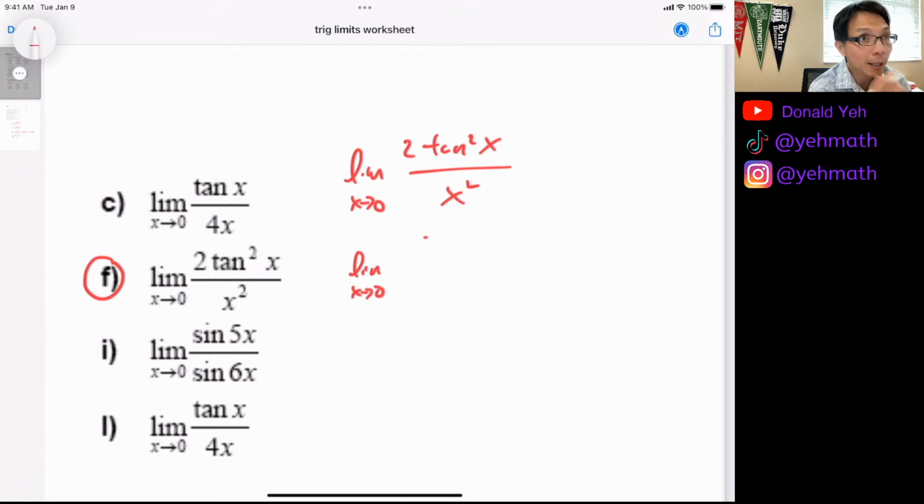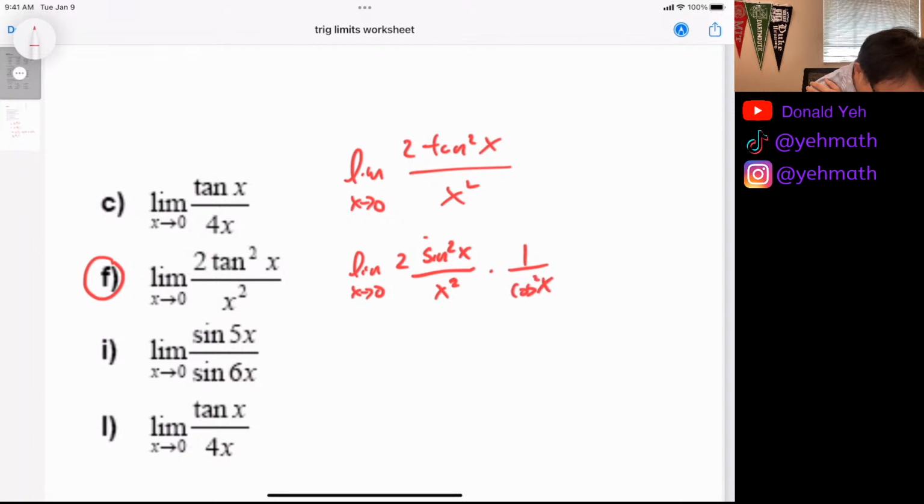Yes, really good. 2 sine squared of x over x squared times 1 over cosine squared of x. Now, there's a reason why I changed the cosine squared to the other side: because when you multiply out, it's still going to get sine squared over cosine squared, so that's still tangent of x. One thing you have to understand is when x equals 0 in 1 over cosine squared of x, just plug in the 0. What's cosine of 0? 1, right?